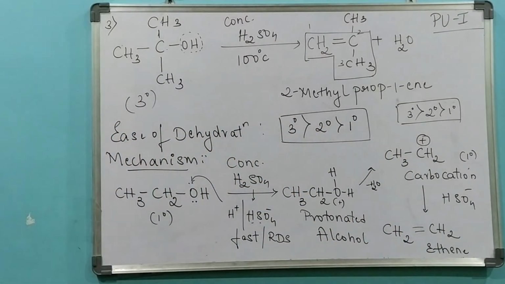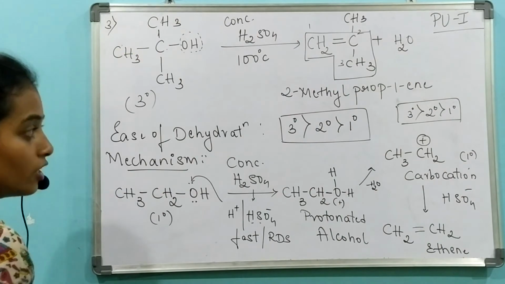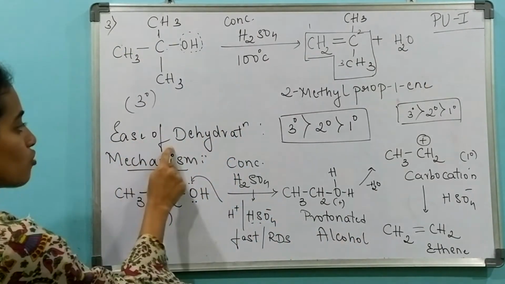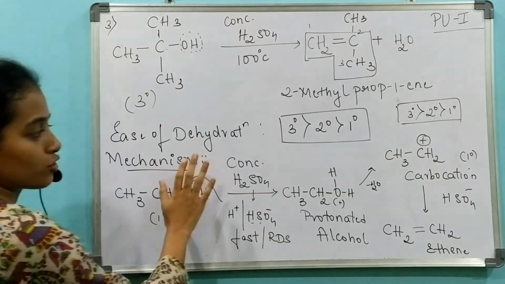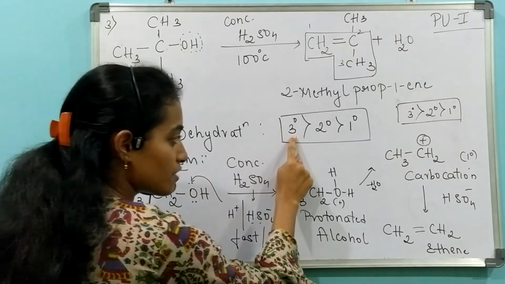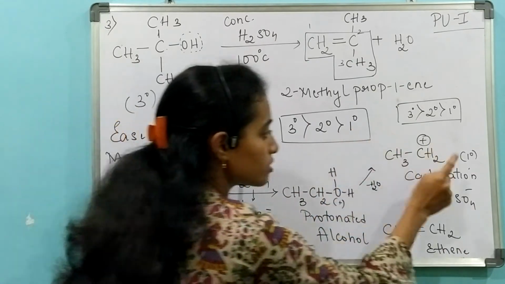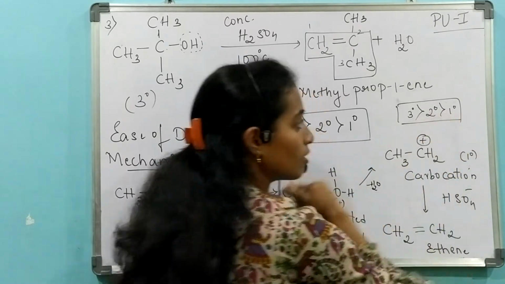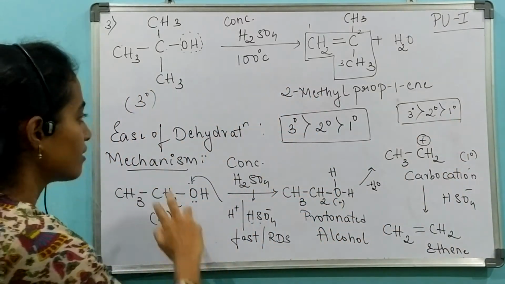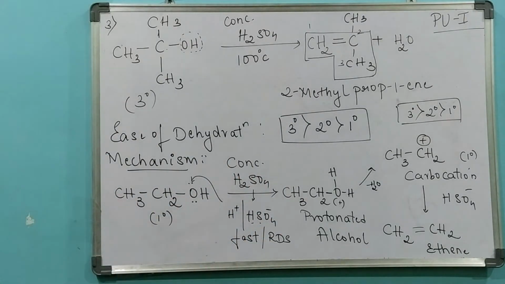When you observe this particular reaction, the rate of reaction depends on the stability of the carbocation. So as I said, ease of dehydration, that is the rate of reaction of dehydration of alcohols, is tertiary faster than secondary than primary. Why is primary least? Because it has formed the primary carbocation which is less stable. Let me take a tertiary alcohol and write the mechanism, then you will understand it completely.